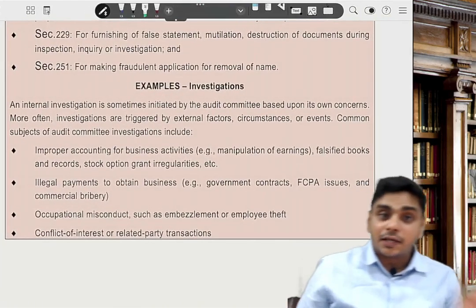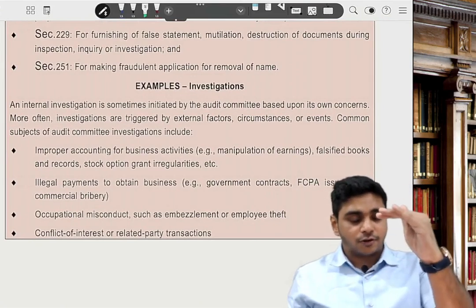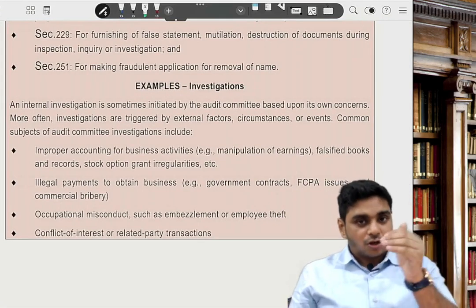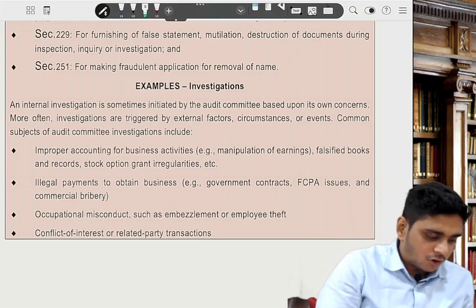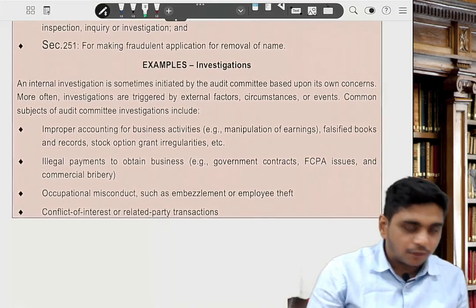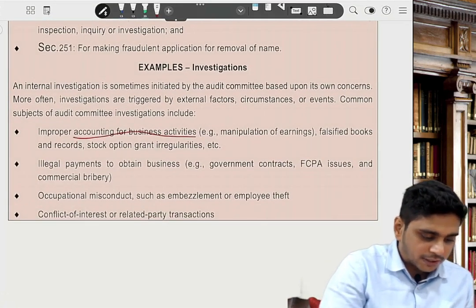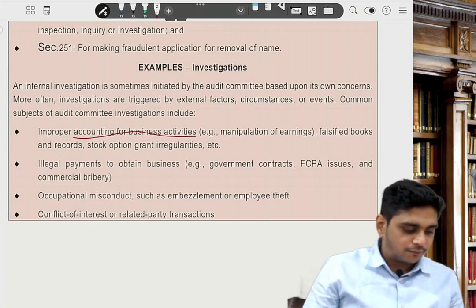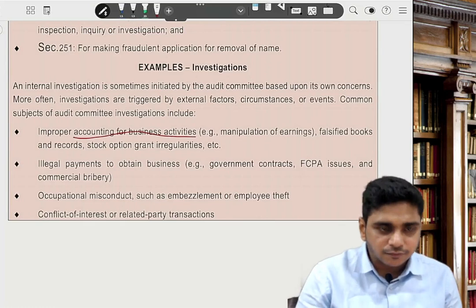In the exam they can take the example and ask us to find out whether it is a fraud, or an investigation, or forensic, or forensic accounting. Now, common subjects of audit committee investigation include what all? Improper accounting for business activity. Example: manipulation of earnings, falsified books and records, stock option grant irregularities. So it is called an investigation.